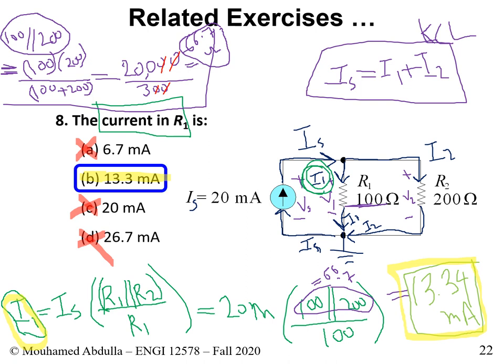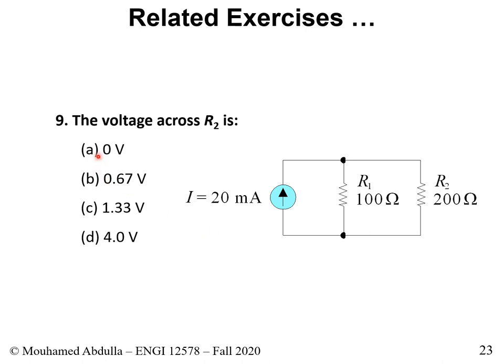Okay, that's good. Question 9, we ask the following question. The voltage across R2 is what? So this is R1, and this is R2. If you look at the circuit, this is exactly the same circuit that we saw in question 8. If you recall from question 8, we did determine the current that flows here. I think it was 13.3 milliamp. But here, let's assume we don't have this knowledge.